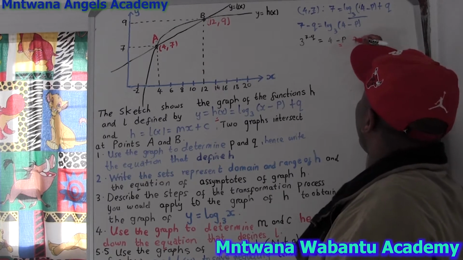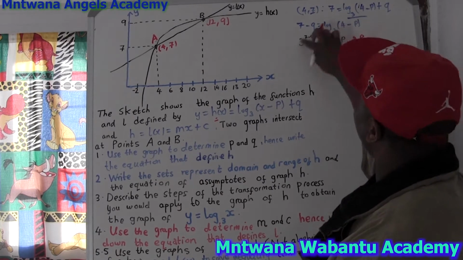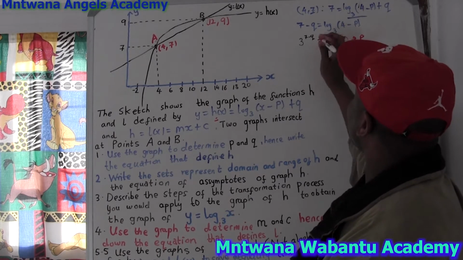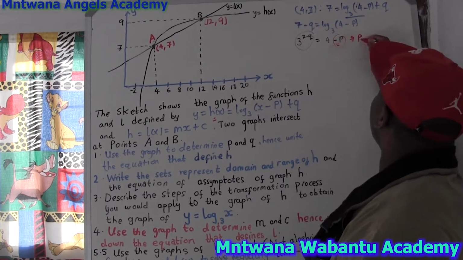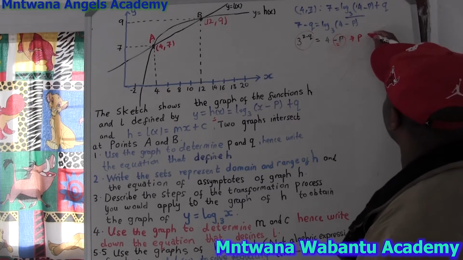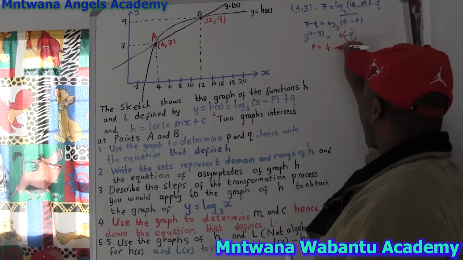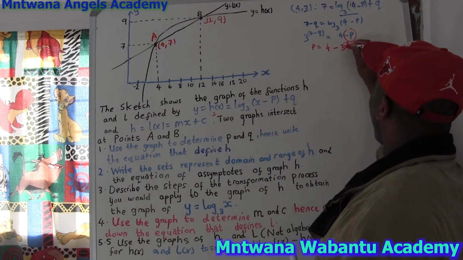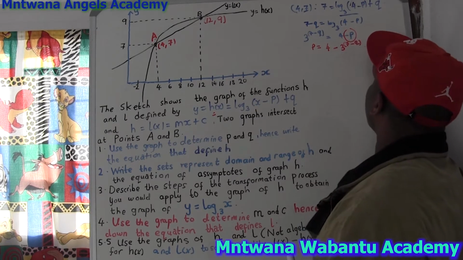So for that case, this p comes here and becomes positive. We take this half to the right. If you take the 4 over to the right-hand side, it becomes minus 3 to the power 7 minus q. Okay, cool. So let me call this the first equation.